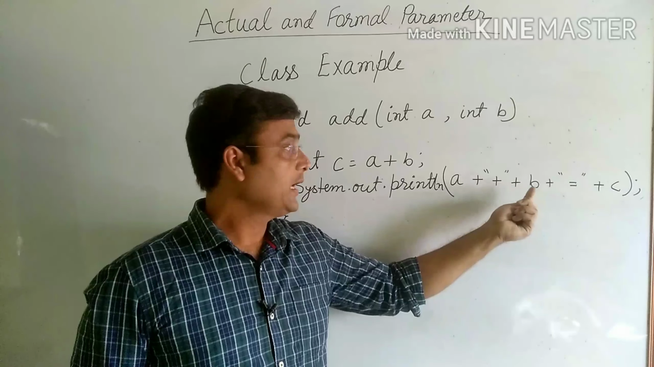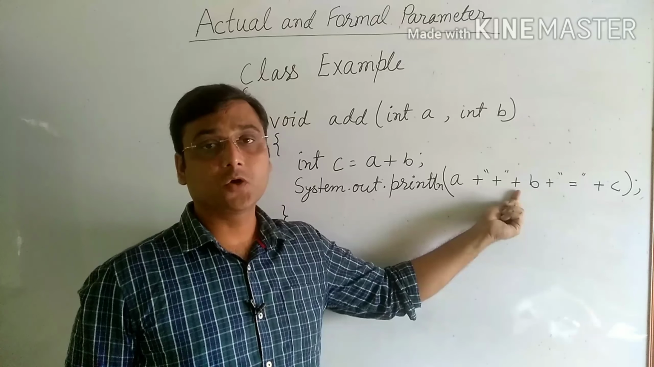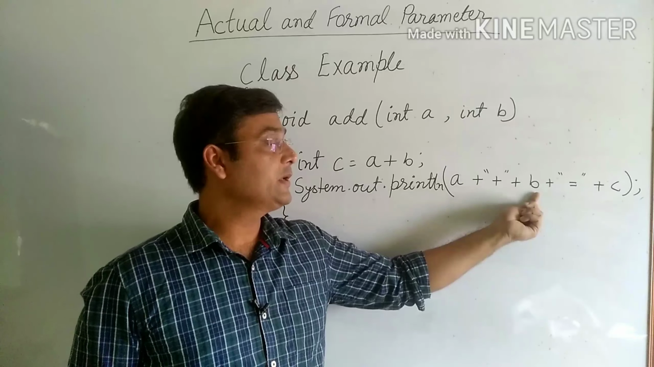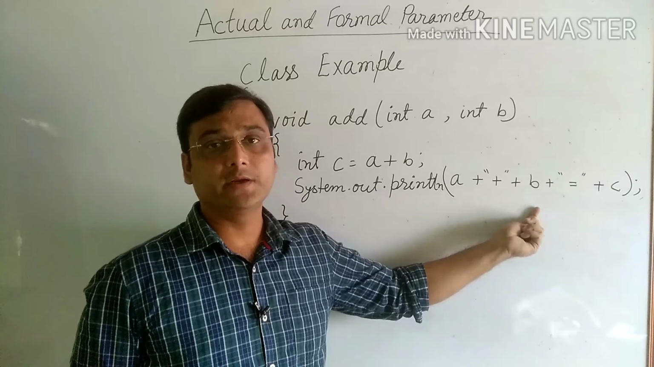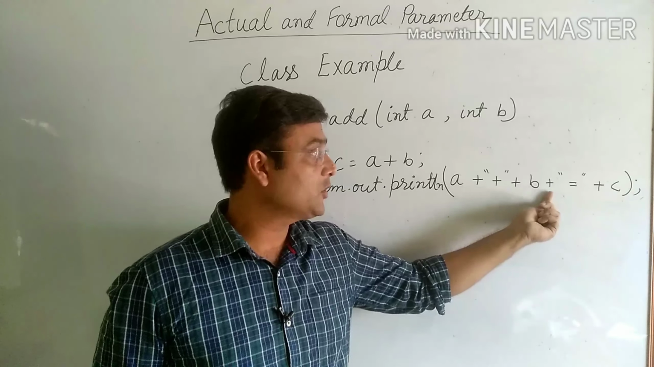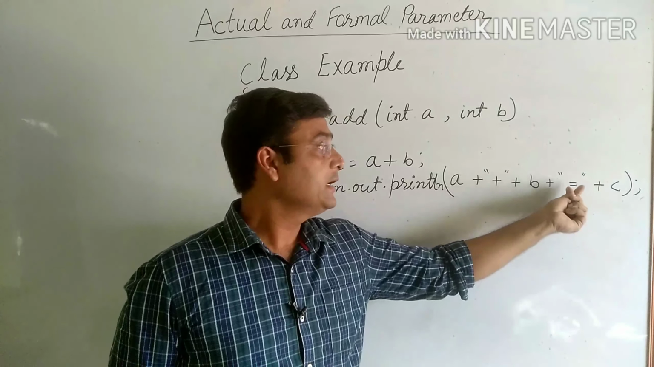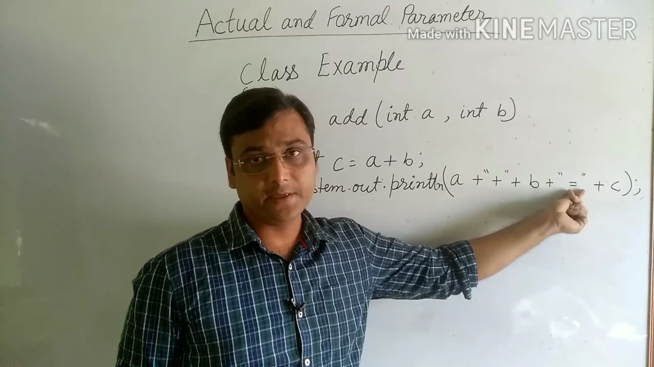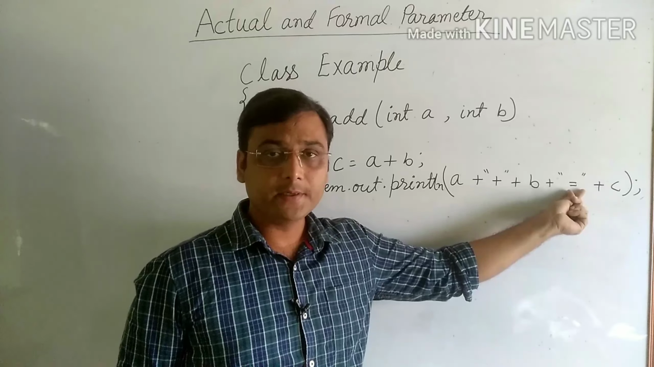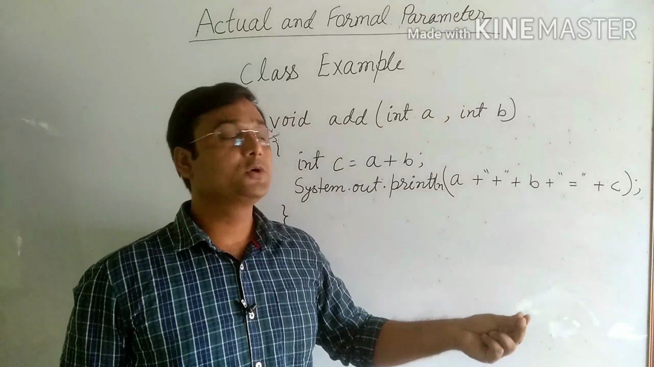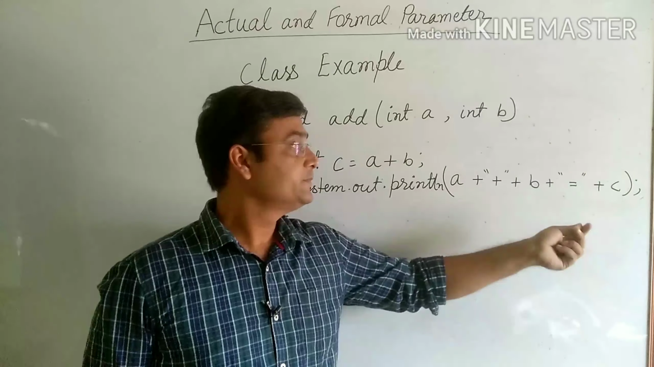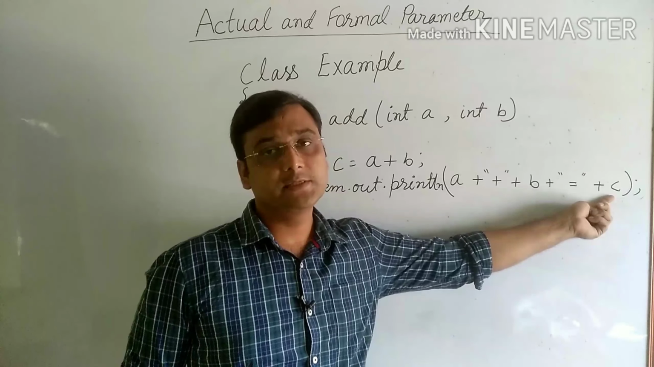After that I have again written plus for the concatenation and variable b. It will print the value of variable b here. After that, again concatenation, and I have written an equal to sign here. Why? So that it looks good whenever it is printed. After that I have printed the third variable c.